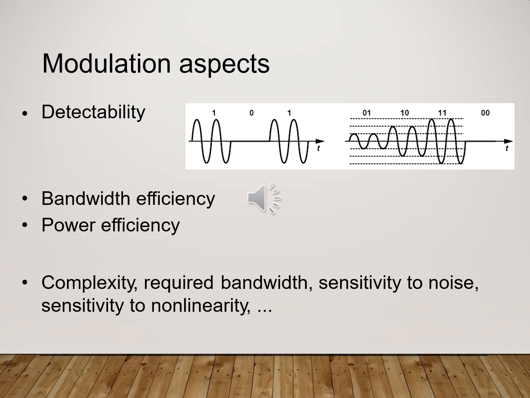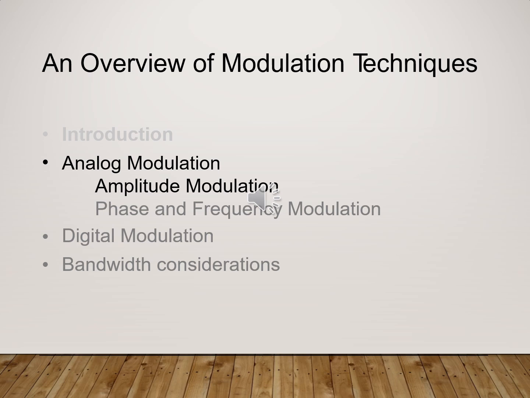Bandwidth and power efficiency in communication is very important because it costs money. We also need to understand the complexity of this modulation before we choose to work on it: the required bandwidth, how sensitive it is to noise, and sensitivity to nonlinearity, etc. Next, we will briefly review analog modulation, such as amplitude modulation.